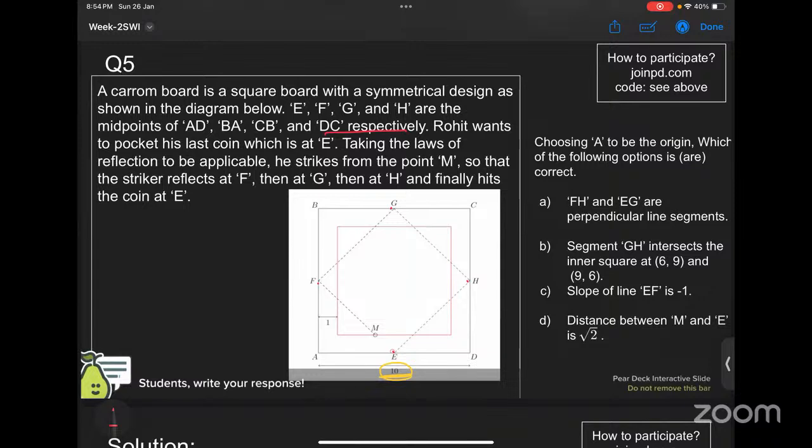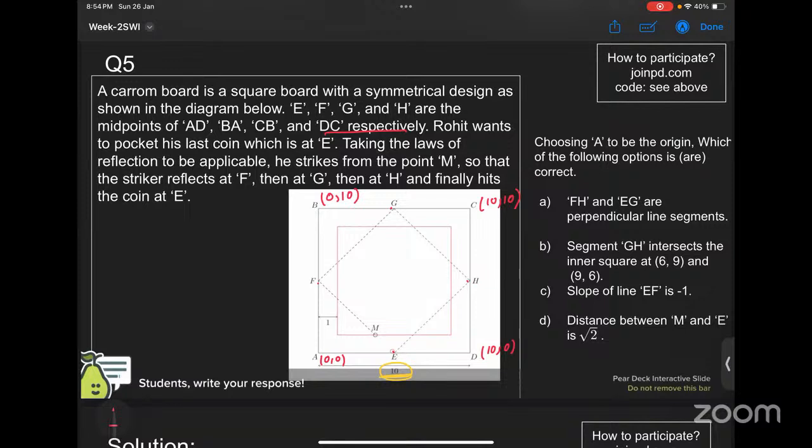So we can immediately talk about the coordinates of these points after seeing this, right? The length of the carrom board is 10, and we are taking A as the origin. That means the coordinate of A will be 0, 0. Length is 10, so the coordinate of D will be 10, 0, since we are moving along the x-axis. Then B, this is a square, so it will be 0, 10. And C will be 10, 10.